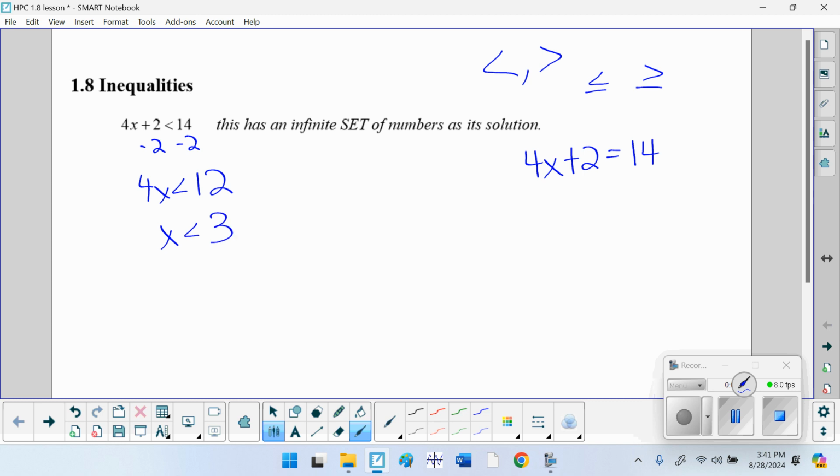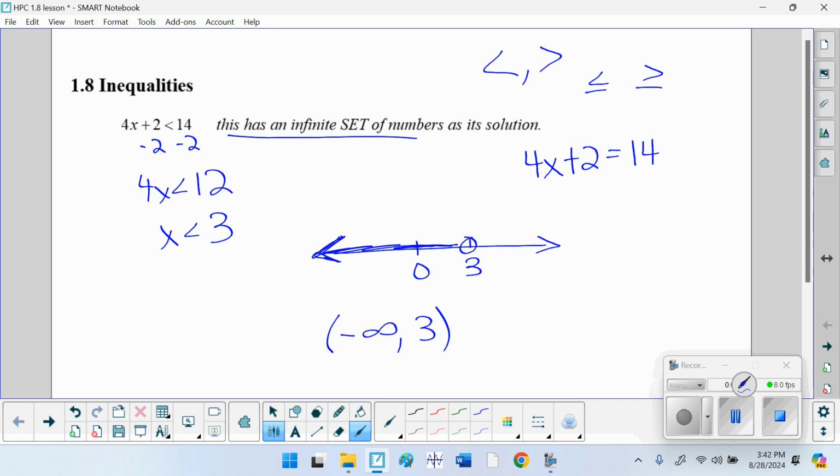As it says here in the writing, this is an infinite set of numbers. That is the solution. It is the set of numbers. If you were asked to graph it, let's say 3 was right there, it would have an open circle at 3, and it would be all numbers to the left of 3, because 2 makes this true, 1 makes this true, negative 11 makes this true, all of those numbers. And if I had to write this in interval notation, negative infinity to 3 is what it would look like.